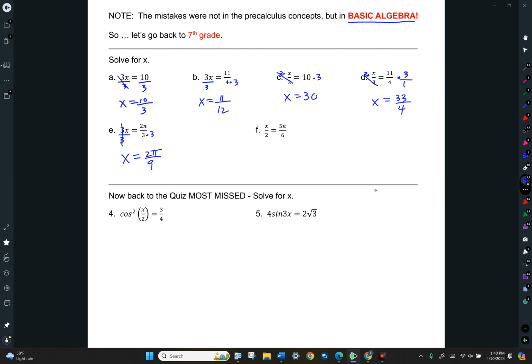Look at letter F. If I want to solve for x, in order to get rid of that 2, you're multiplying by 2. Multiplying by 2, again, not both the top and the bottom, because when you say multiplying by 2, that's kind of like 2 over 1. So x is going to equal, you could say 10 pi over 6, and that's fine, but that would simplify to be 5 pi over 3. Okay, so all of that is 7th grade math.